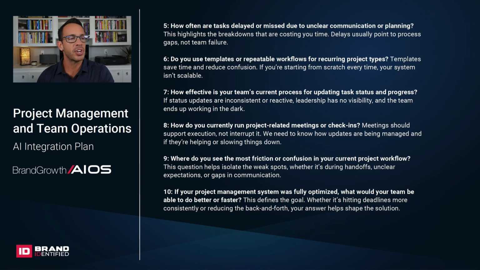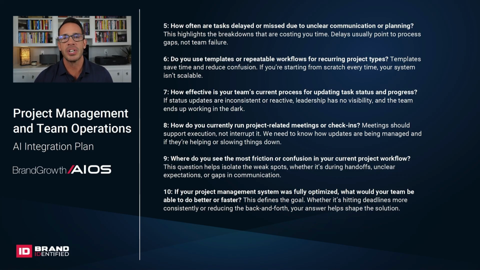Question number 8, how do you currently run project-related meetings or check-ins? Meetings should support your execution, not interrupt it. We need to know how updates are being managed and if they're helping or slowing things down. Question number 9, where do you see the most friction or the confusion in your current project workflow? This question helps isolate the weak spots, whether it's during handoffs, unclear expectations, or gaps in your communication.